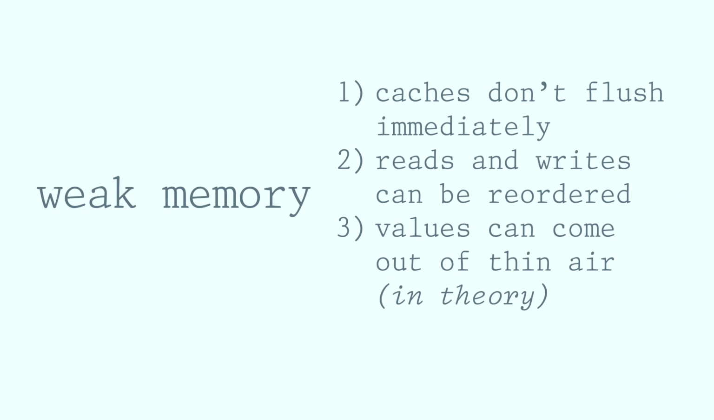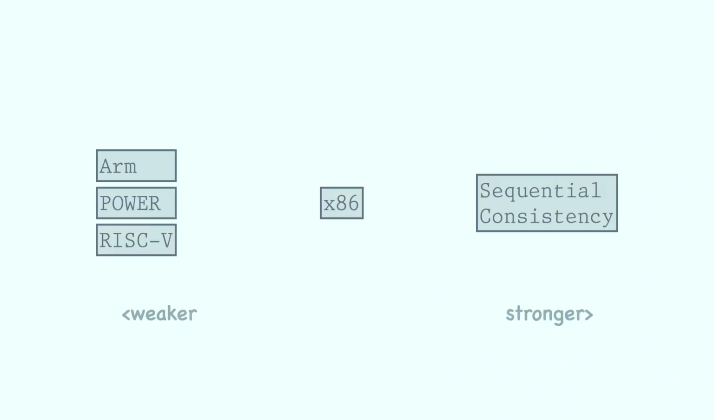And also, values can come out of thin air, in theory. In practice, this probably isn't going to happen, but in theoretical memory models, it can and will, and causes nightmares for theoreticians trying to reason about weak memory models. And wait, there's even more, because not all processors are as weak as other processors, and not all processors are as strong as your view on how this sort of memory coherence works.